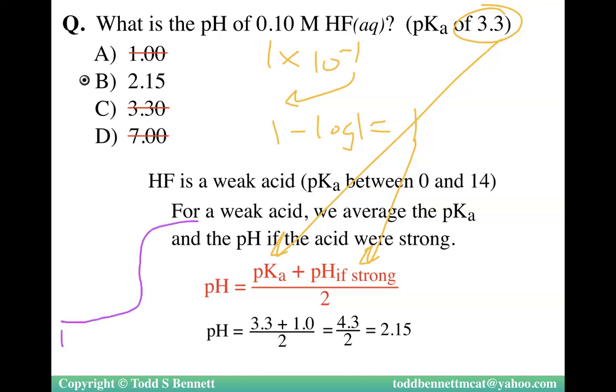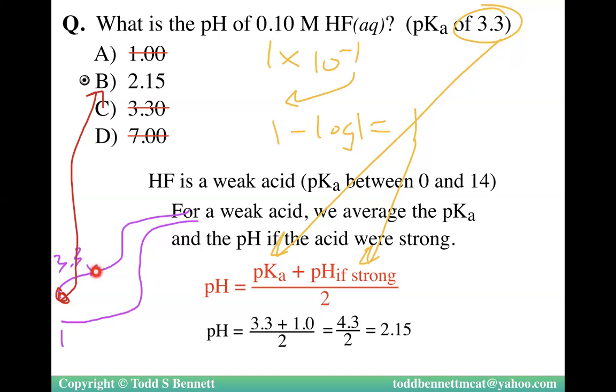Strong starts at 1. Weak starts with the pK 3.3. So only one number fits between 1 and 3.3, so could have done it pictorially as well. So these are ugly graphs, weak acid curve, strong acid curve. I drew them poorly, and I can still figure out what's going on.